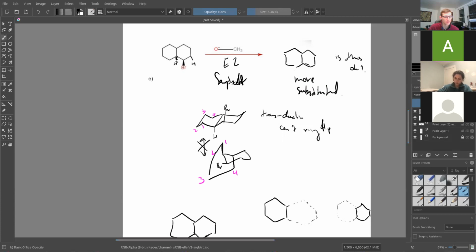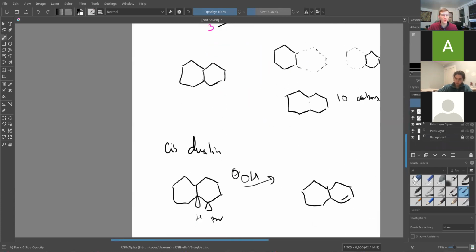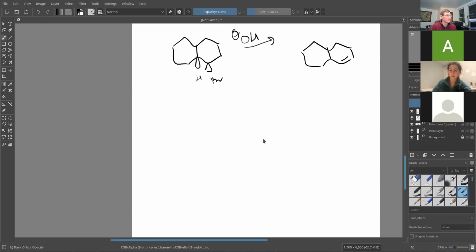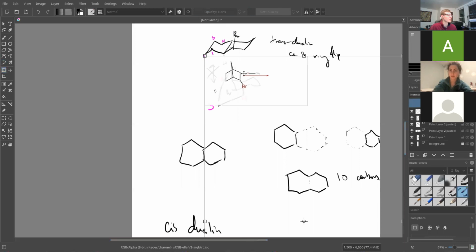Right. And then, well, we're already on the topic of Bredt's rule, so why don't I just put up the next problem, which has to do with it. Since we've already mentioned Bredt's rule, it's not going to come as a surprise that it comes into play here.